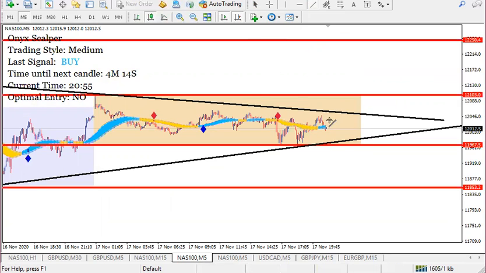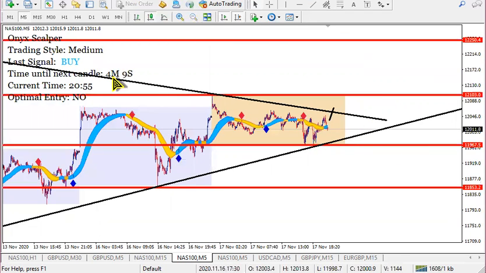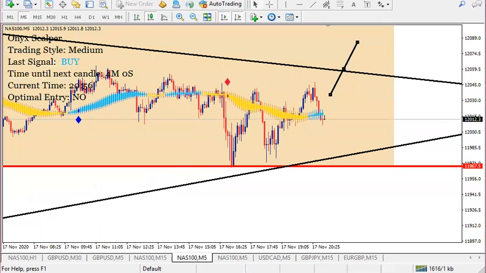Okay. But then for me to buy, I'd actually wait to see, let me show you, I'd actually wait to see the price break this trend line here. You see that trend line that we did there, for me to open up a buy. Okay. And most likely what would happen is you'd see the price break out like that. Okay. And then you'd see it come back, maybe pull back. You'd see it probably pull back, something like that.